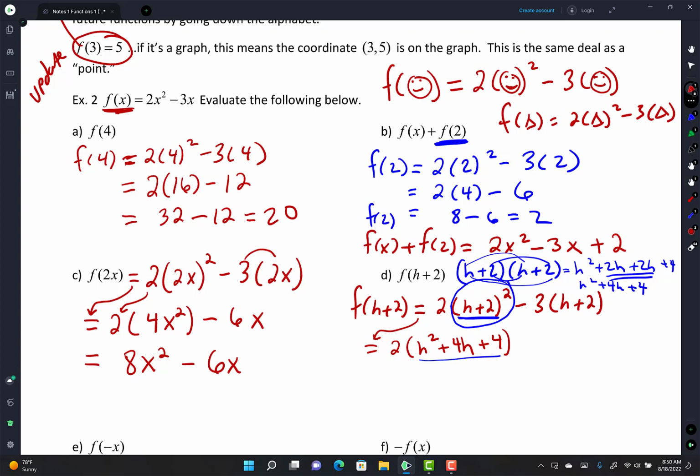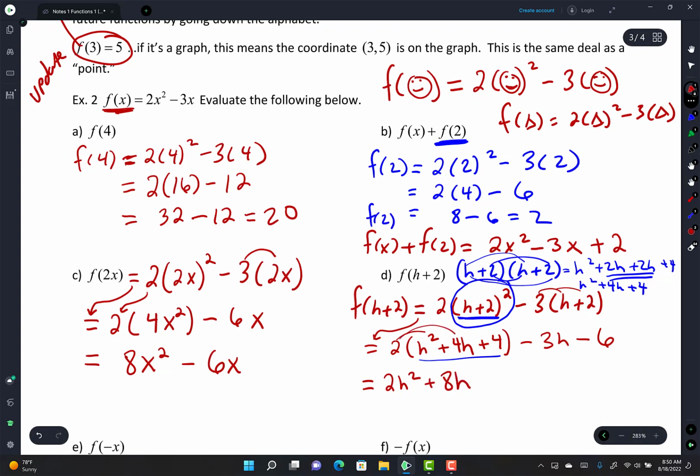All right, let's distribute this 3. Don't leave this alone because I have an equal sign there, so I have to have the same expression. Minus 3h minus 6. Make sure you distribute that negative. Is everyone okay so far? I'm going to go ahead and distribute the 2. 2 times h squared, 2h squared. 2 times 4h plus 8h. I'm just doubling everything. 2 times 4 plus 8 minus 3h minus 6.